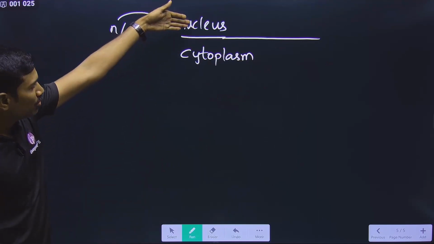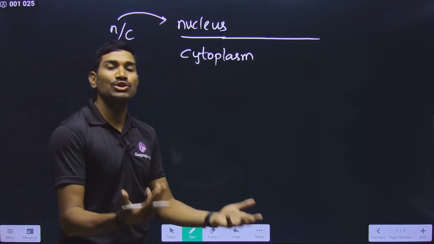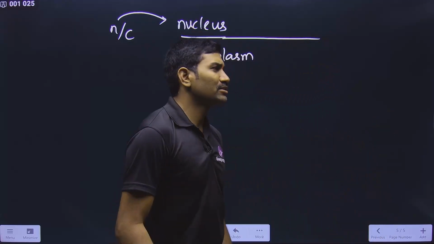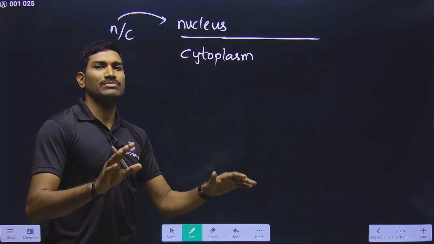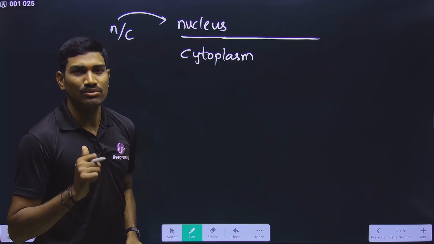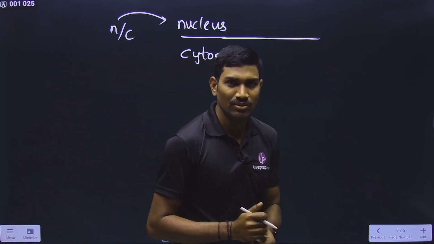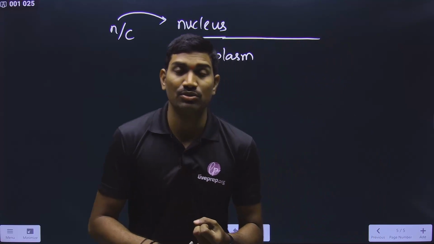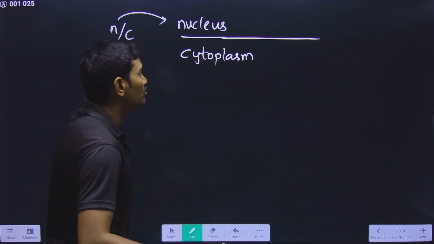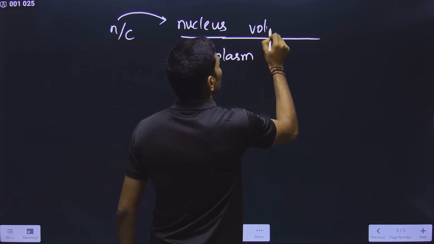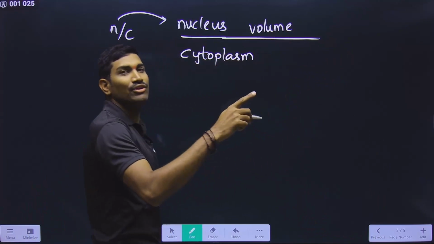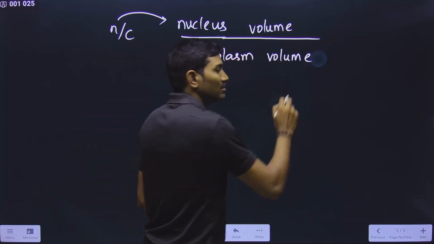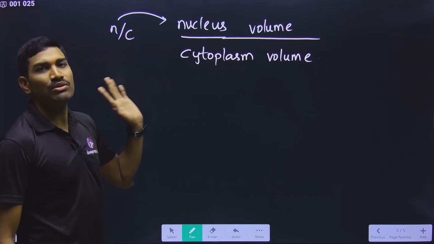So nucleocytoplasmic ratio you are writing. Up to this also it is correct. Now 90% of students know that it is nucleocytoplasmic ratio. But which ratio are you talking about? Is it area ratio? Is it surface area ratio or the volume ratio? This point also you need to know. Actually it is the volume ratio. It is the volume of nucleus to volume of cytoplasm. This is the point you need to understand.